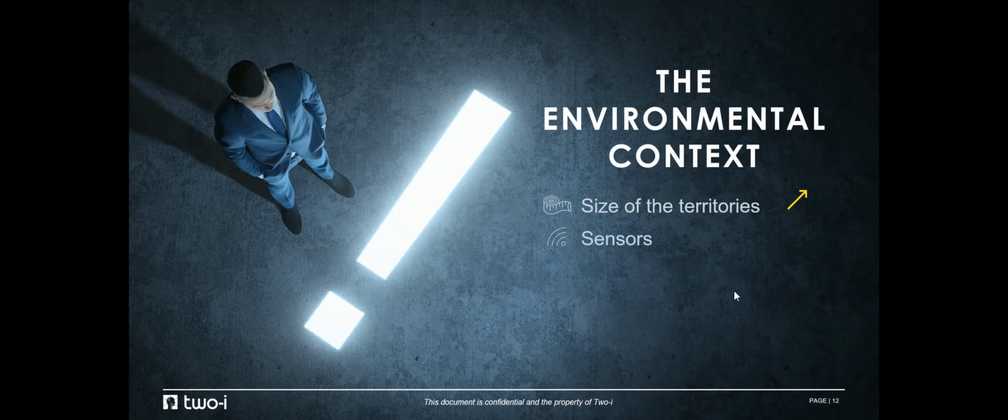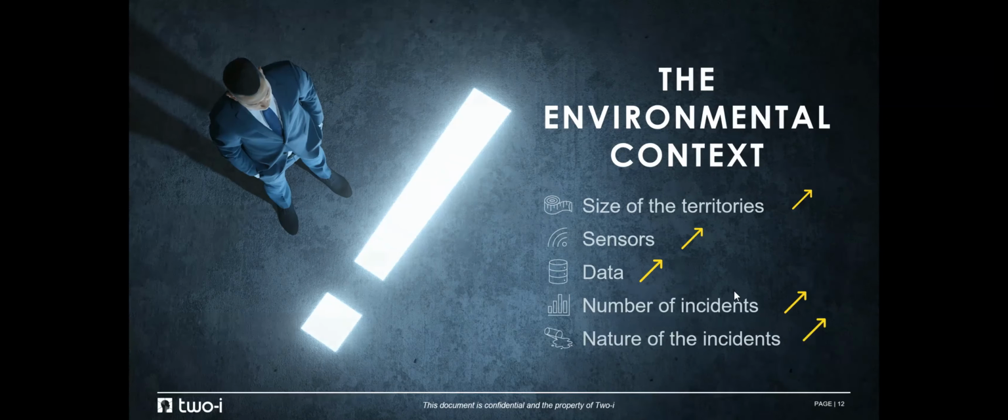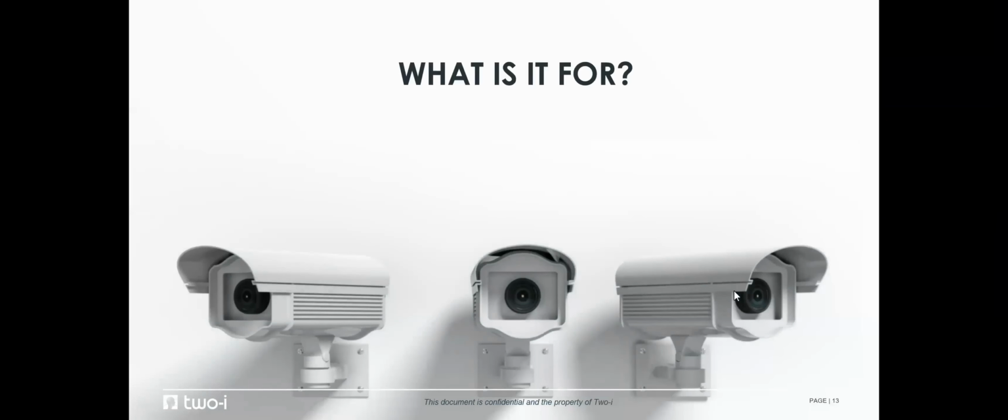The sensors, the cameras: we notice that the number of cameras is also increasing, as well as the data, because we have more and more cameras, but also because each camera is providing more and more data. And finally, the last two points: the number of incidents is growing, as well as the nature of the incidents, the cases we are trying to detect. Finally, what is it for?